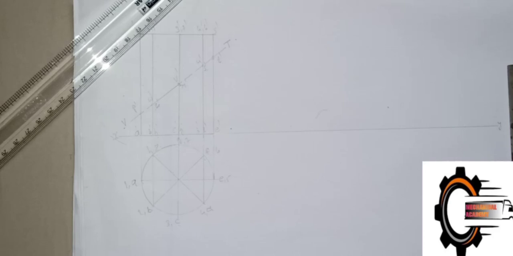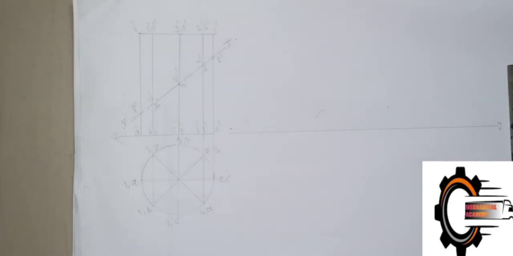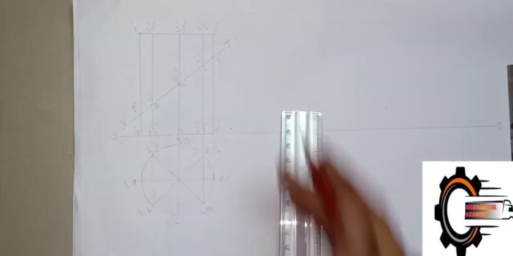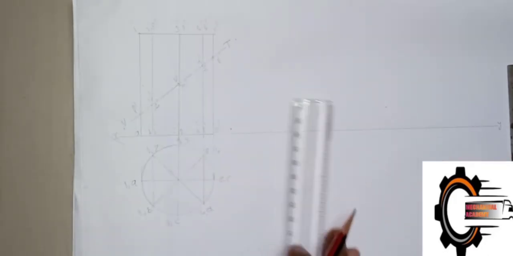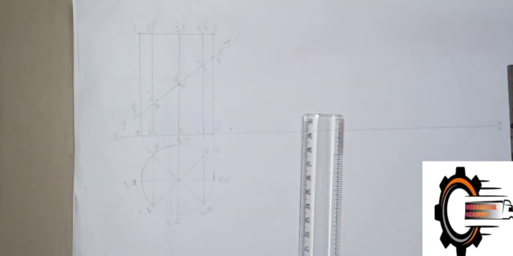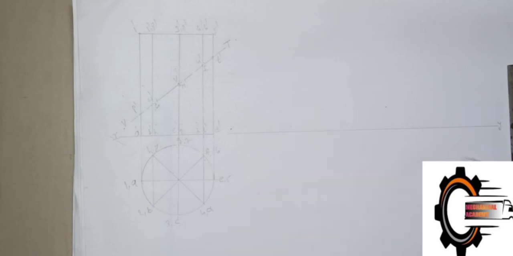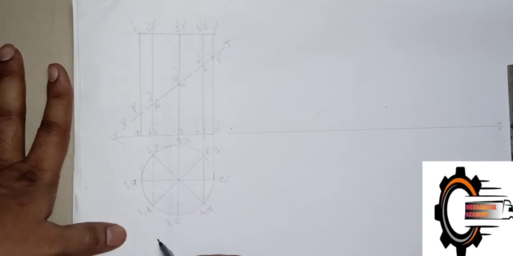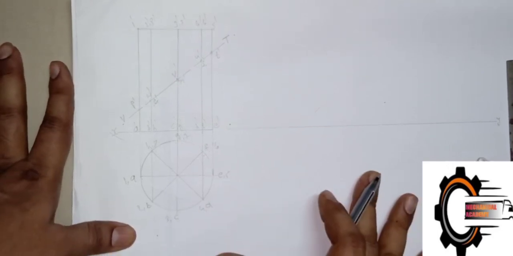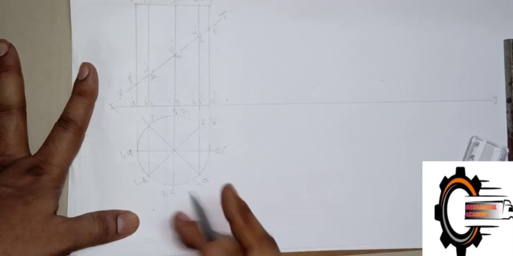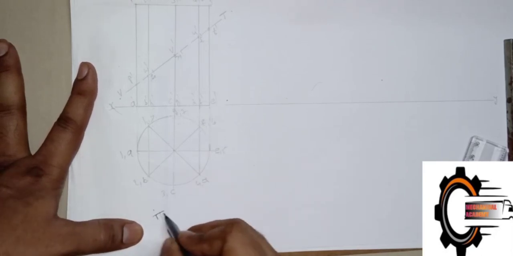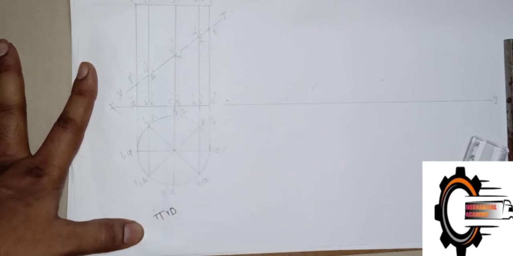Okay, so now go for the development. For the development, now we have to draw the line. For the dimensions we have a formula, that is pi d. Let's calculate the distance of the development. So the formula is pi into d, where d is the diameter of the circle.